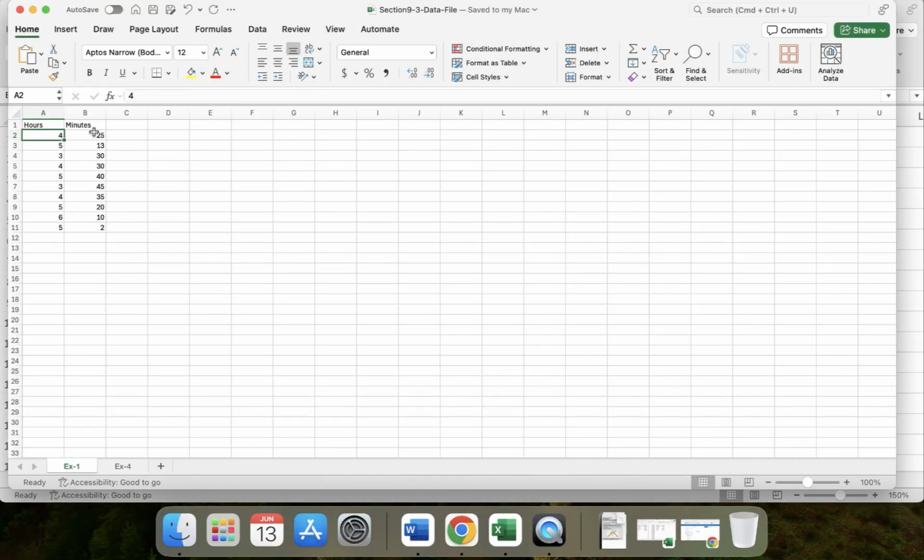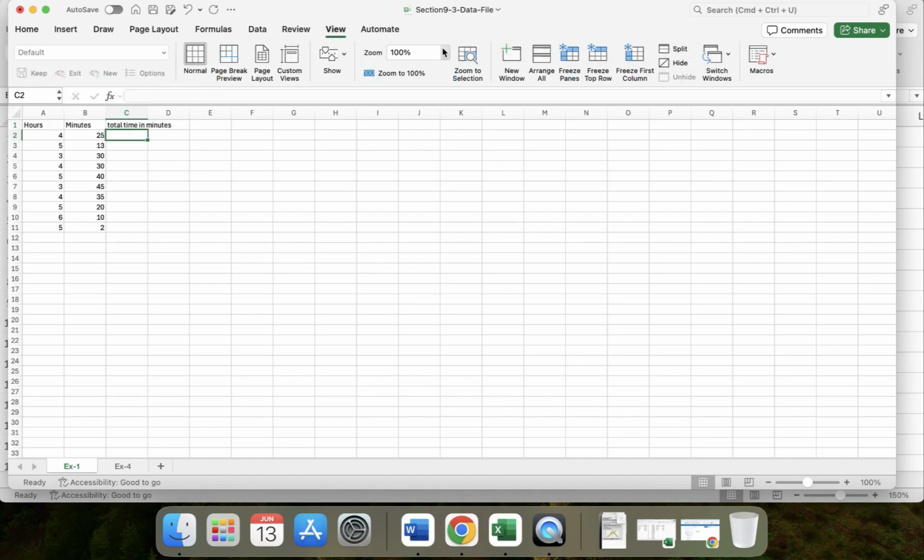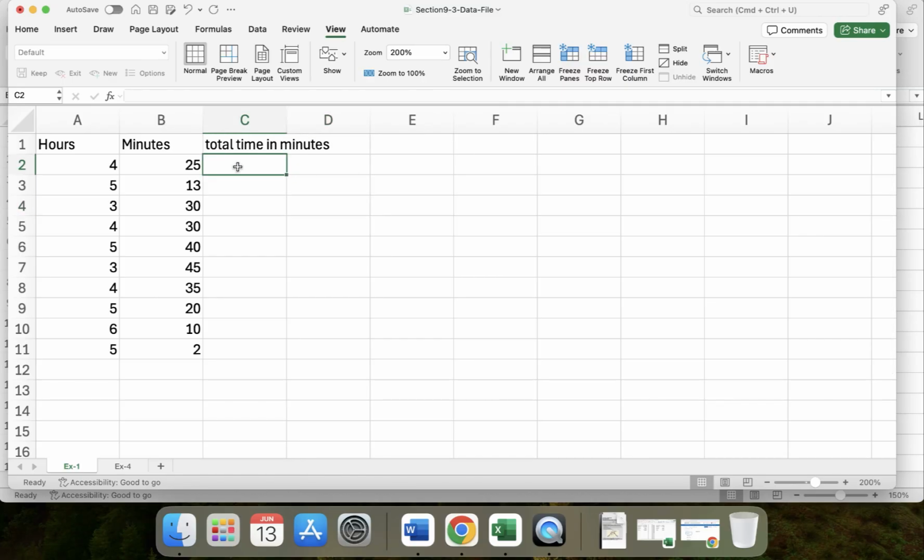Here's the data file. I have the hours and the minutes. We want this to all be in minutes. So I'm going to just write here total time in minutes. Let me make this a little bit bigger. I'm going to use a formula to do this. So an hour has 60 minutes, so we want to multiply each of the hours by 60 minutes and then add the number of minutes here. And I can use a formula to do this. So I'll do equals 60 times the number of hours there plus the minutes here.